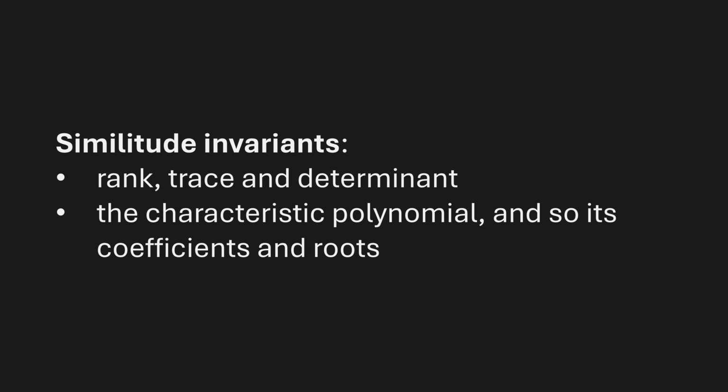An important property of similar matrices is that they share what we call similitude invariants, which are the rank, trace, and determinant, and the characteristic polynomial, so its coefficients and roots too. We can quickly prove this property. So if matrix A is similar to matrix B, we have the following.